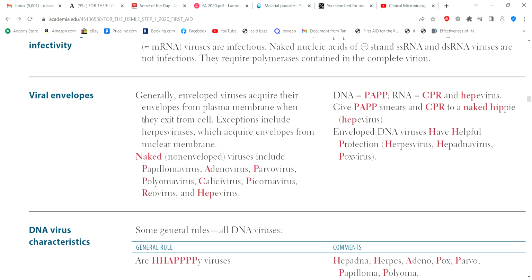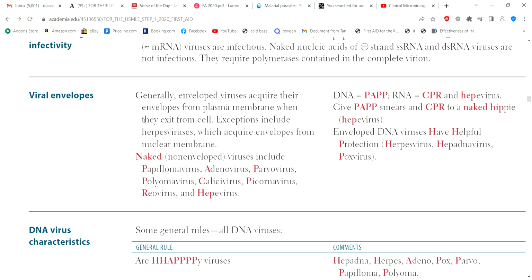Now, viral envelopes. Generally, enveloped viruses acquire their envelope from the plasma membrane when they exit the cell.